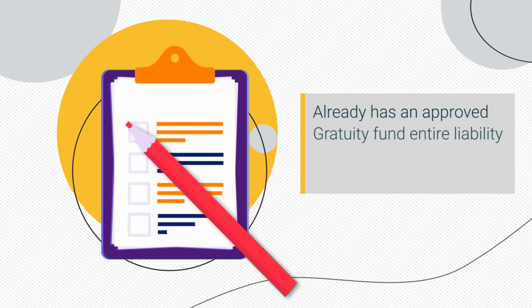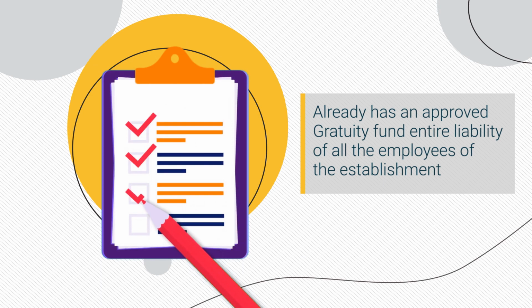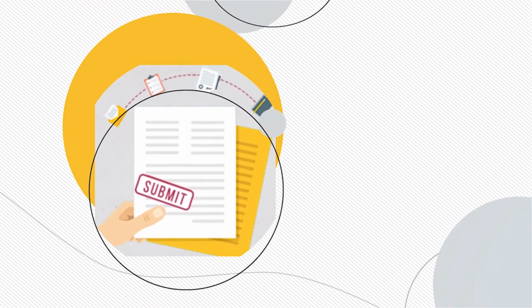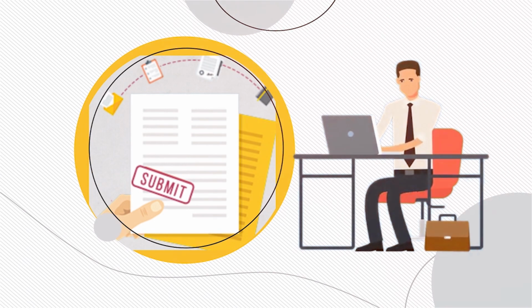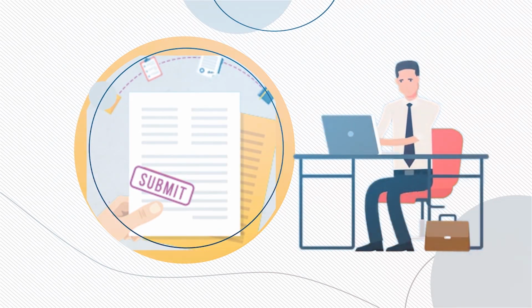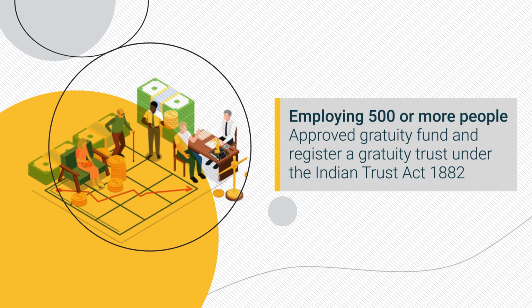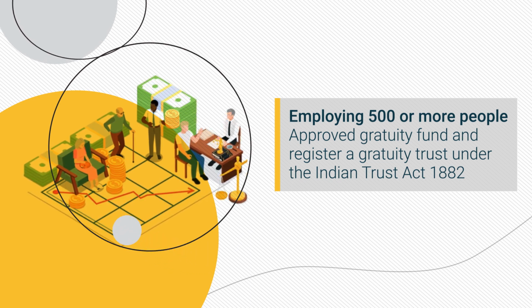As with every law, there is one exception. If your establishment already has an approved gratuity fund that covers the entire liability of all the employees of the establishment, then you do not need to obtain an insurance policy towards gratuity. All you need to do is submit Form 2 to the controlling authority and get an approval for continuance of the existing arrangement. Are you an establishment or an employer employing 500 or more people? If yes, then you also need to establish an approved gratuity fund and register a gratuity trust.